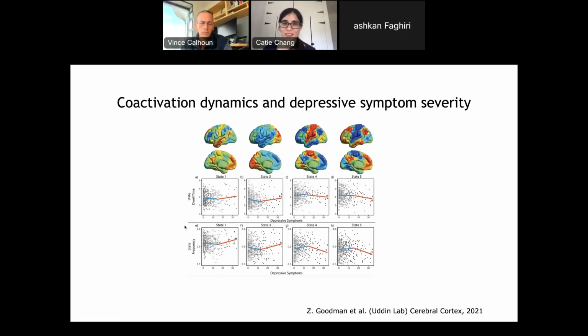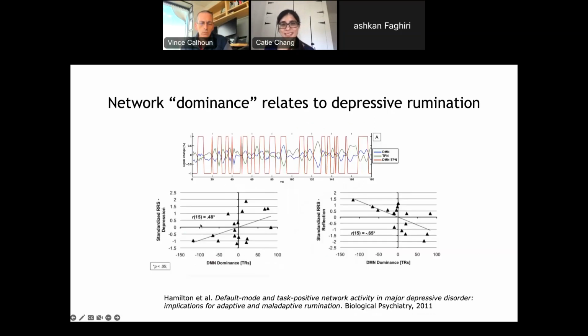Whereas another one involving more of the cognitive control network showed more of an opposite trend, actually, whose occurrence was inversely correlated with depressive symptoms. This study, the findings anyway, were somewhat consistent with another study that I had a chance to collaborate on when I was a PhD student, led by Paul Hamilton, which looked at depressive rumination.